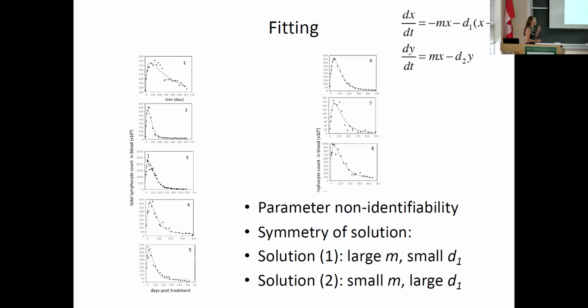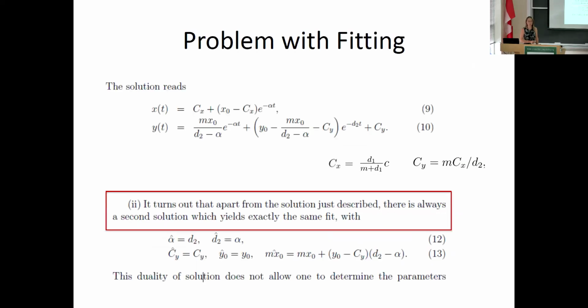There were two solutions of this linear system of ODEs, which can be solved analytically, obviously. Two solutions. One of them has a large migration and small death, and the other one has small migration and large death. You can explain it completely by writing down the solution and doing a parameter transformation. Both fit. It's a real symmetry. If this was a nonlinear system, we would not be able to figure it out because we wouldn't have an analytical solution. Here we do, so we understand it.